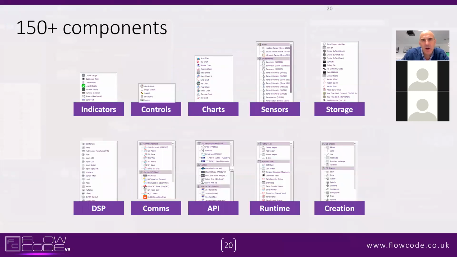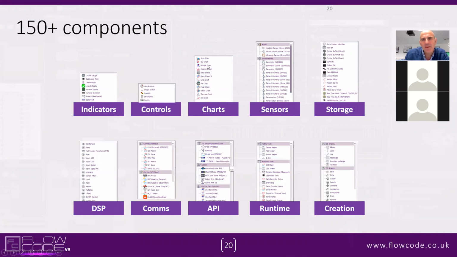The components you have are to some extent similar to the components you have in Flowcode Embedded. So there's a number of indicators that you bring on and put onto a panel. Then there's some controls where you can put an analog value, if you like a circular knob or a slider, or some digital controls like switches and so on.